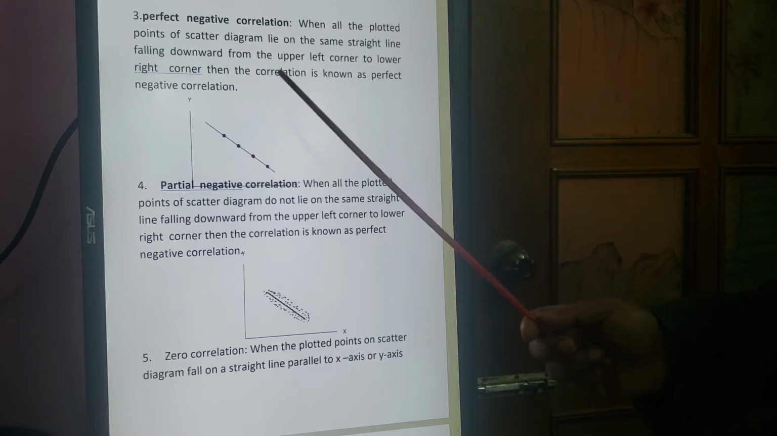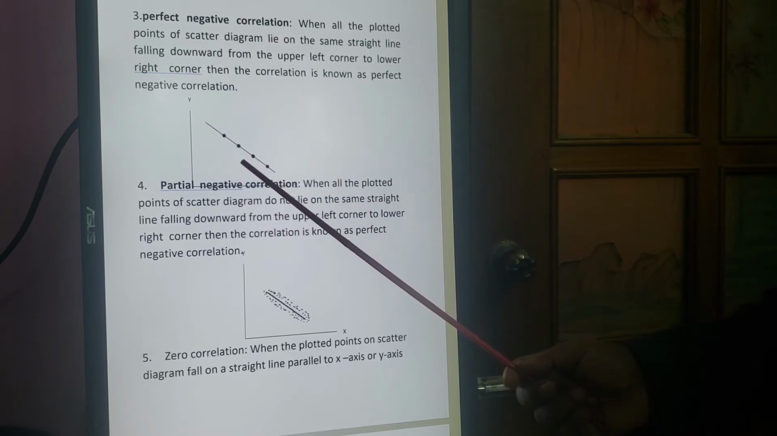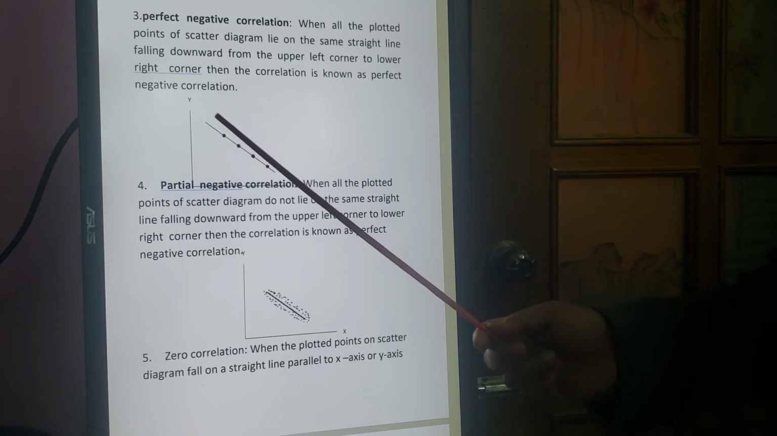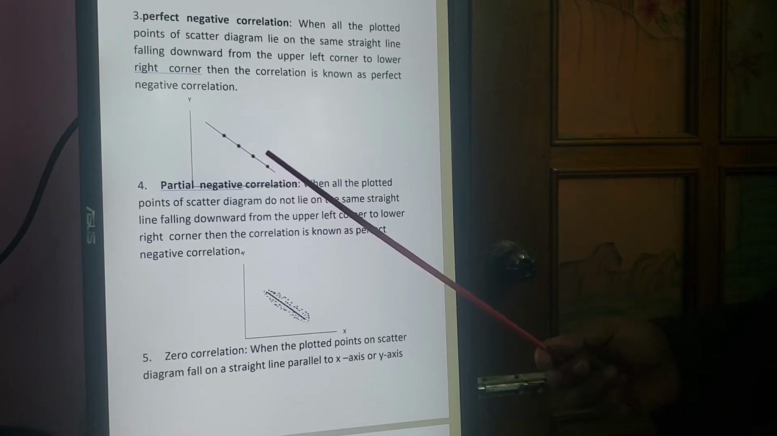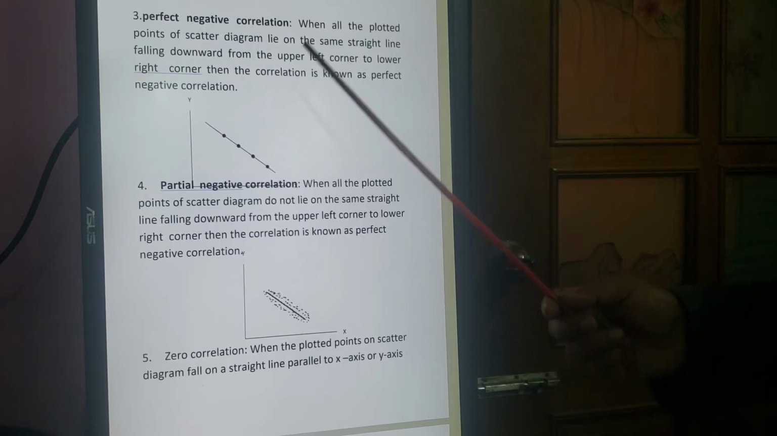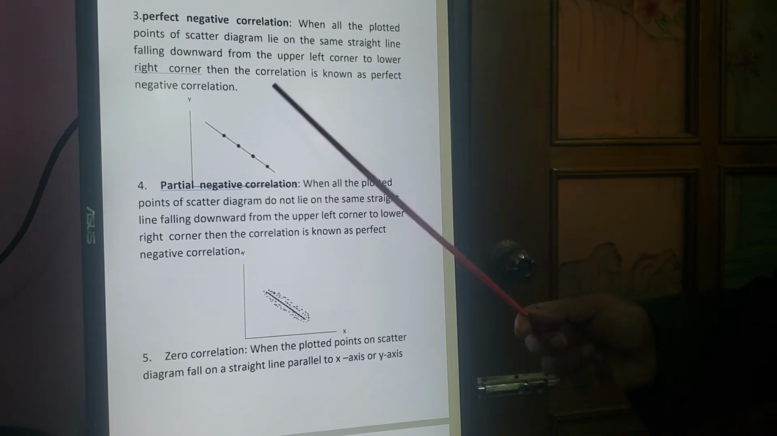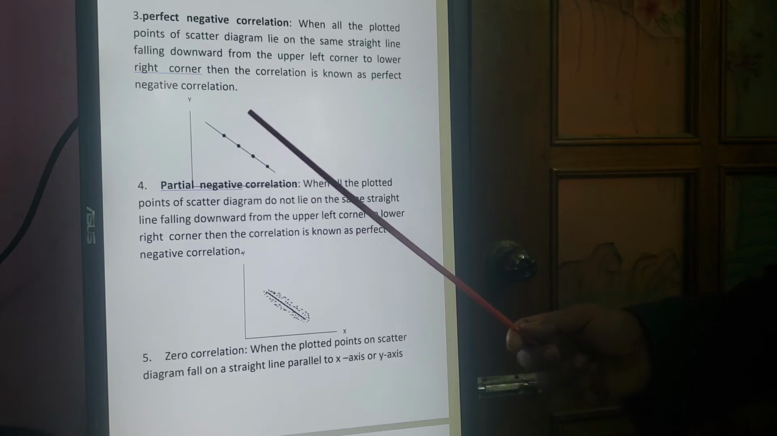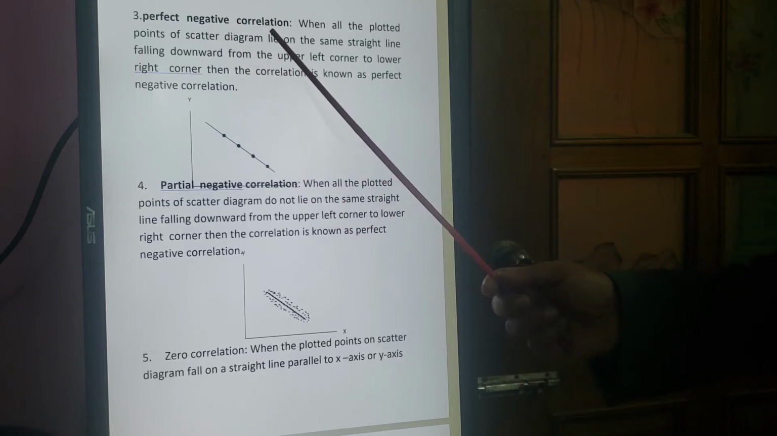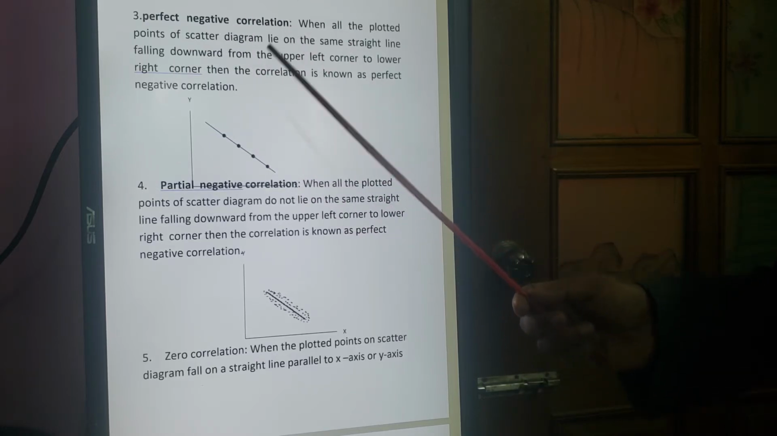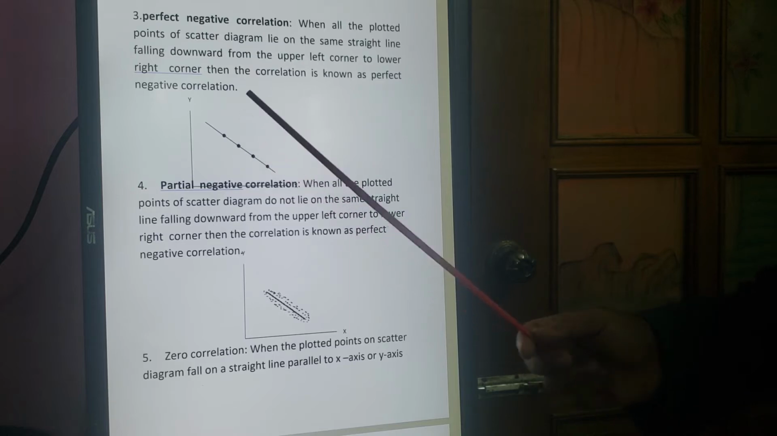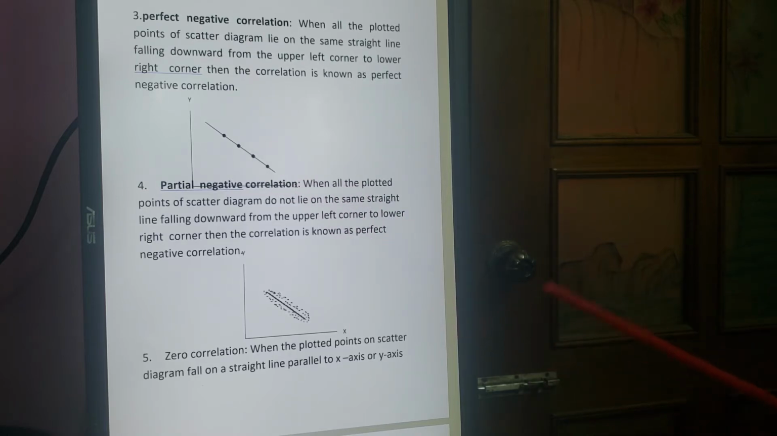Here, all the points lie on the same straight line, but the direction of the line is downward from left to right. This is downward, and the points lie on the same straight line. So it is perfect negative correlation. In this case, r equals -1. Then partial negative correlation.